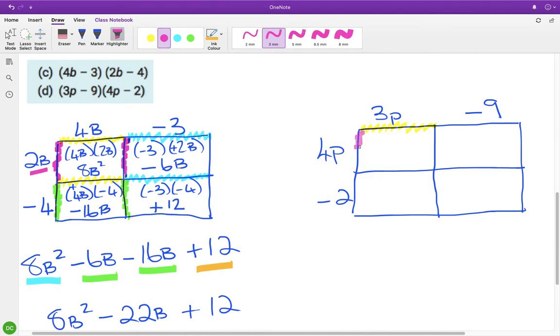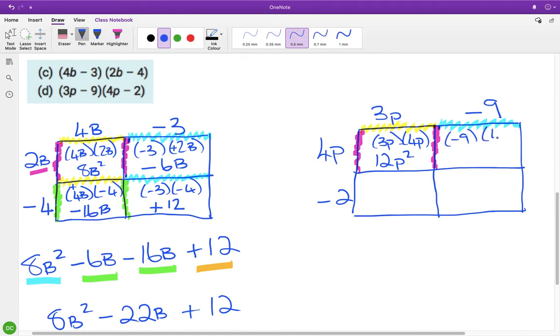And down the side, so these two make up the first box. So it's going to be 3p times 4p. 3 times 4 is 12, and 2 p's is p squared. Okay, this box here is made up of this side, which is the minus 9, and this side, which is the 4p. So it's the minus 9 and the 4p. This is a plus, so minus plus, different signs give me a minus. 4 9s are 36, and p.